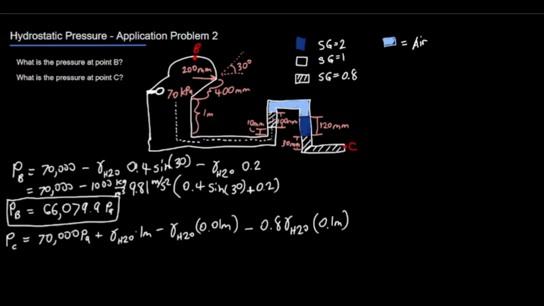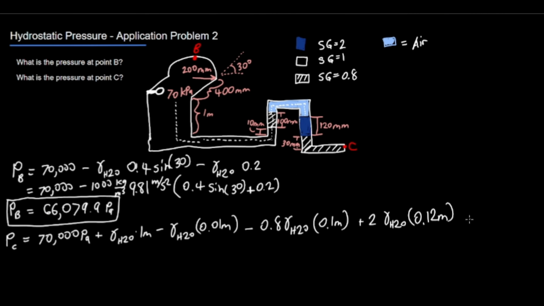And then you could imagine we've gone through this, and then we need to go through the air and move over. We can do that without changing our pressure at all because the density of air is so small, it does not matter. So now we're going to be going back down, so we're going to be adding pressure. This dark blue fluid is specific gravity of 2, so it's going to be 2 times gamma of H2O. And then the height is 120 millimeters, which is 0.12 meters.